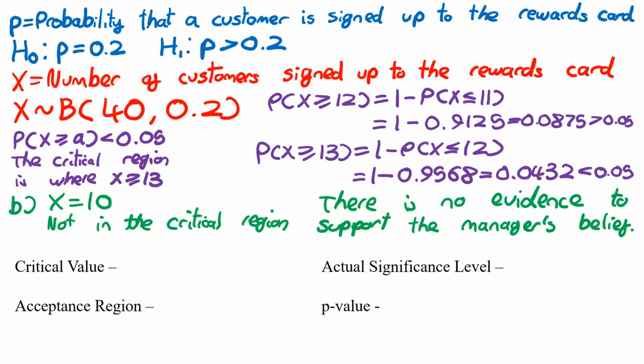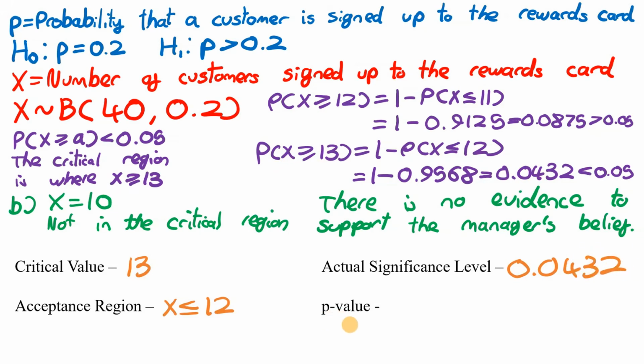Okay, so let's go through the definitions for this particular question. The critical value is the first value that falls in the critical region. The critical region is where x is bigger than or equal to 13, so the critical value is 13. The acceptance region is anything that is not the critical region, so the acceptance region is where x is smaller than or equal to 12. The actual significance level is the probability of a value falling in the critical region. The probability that x is bigger than or equal to 13 is 0.0432, so this is the actual significance level.